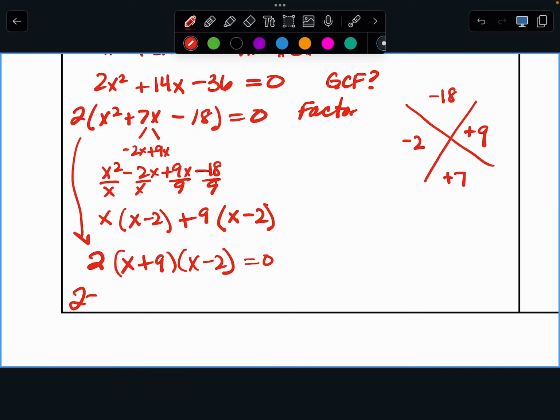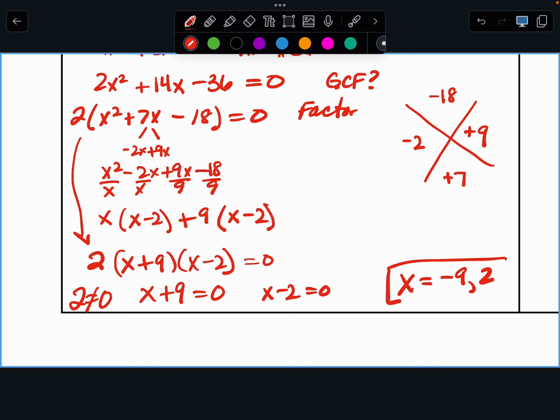So now 2 can't be 0. So then it's either x plus 9 is 0 or x minus 2 is 0. So x equals negative 9, positive 2.